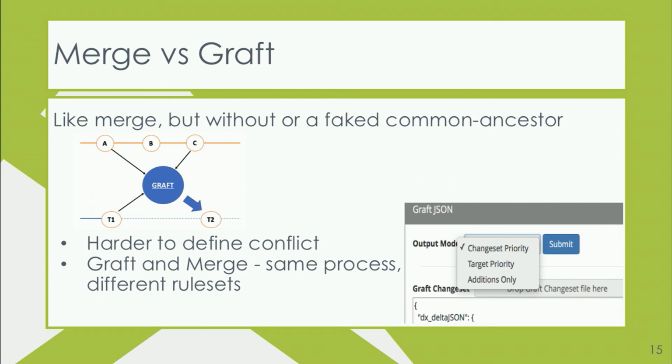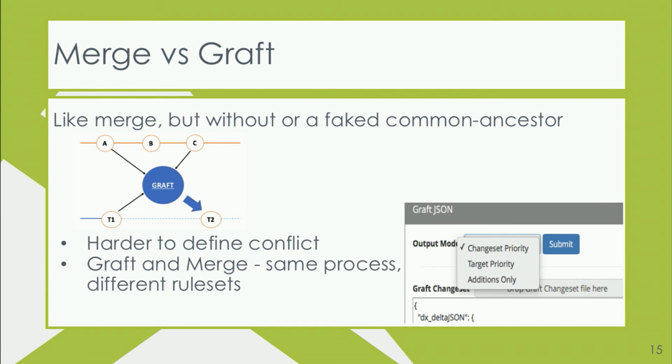Finally, a little bit of discussion on Graft. Graft is a little bit like Merge, and so we're trying to illustrate it with a picture here. You might have one branch and you might say, I want to pick a number of changes between A and C, apply them to a target branch T1 to create a new version on that branch, let's call it T2.